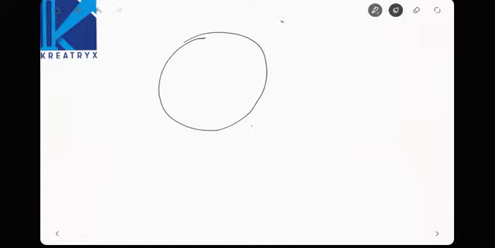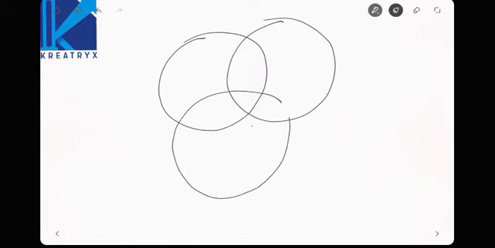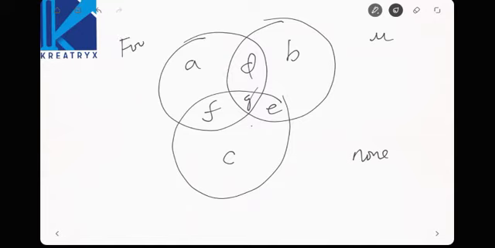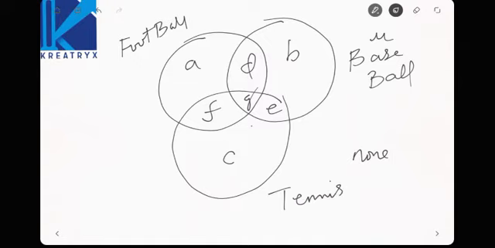3 variables. See here, 3 variables. None is nothing but N. Mu is total. Let us consider an example. This is football, this is baseball, and this is tennis.